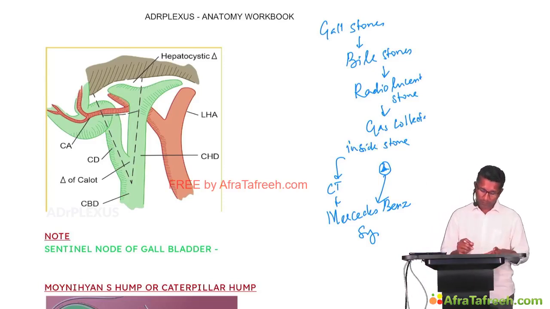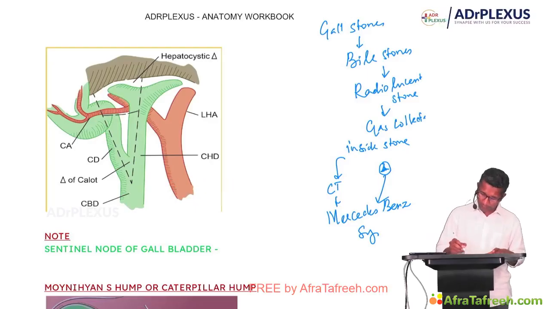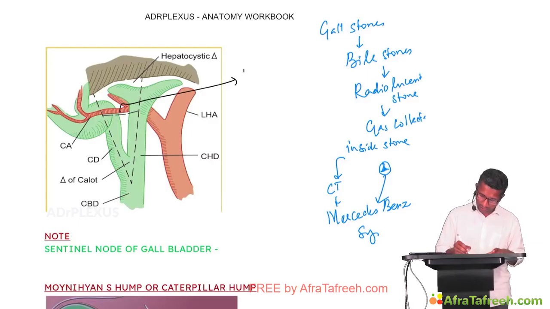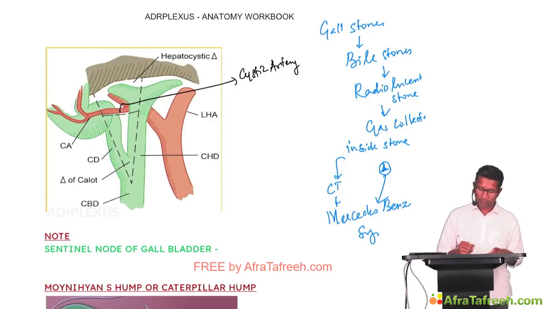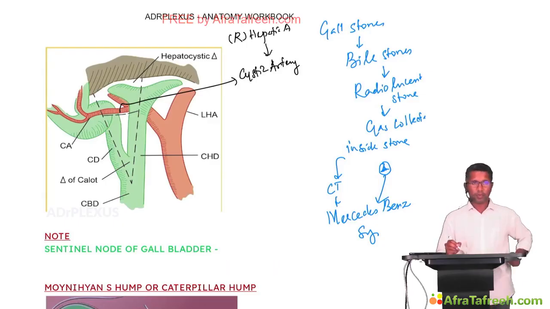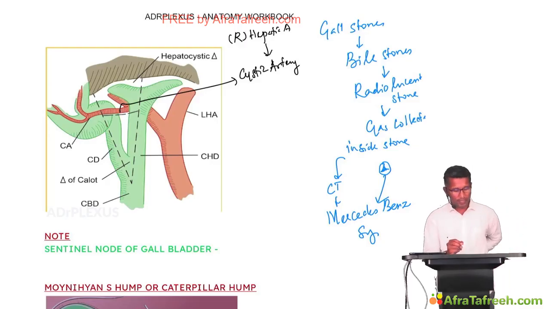If you see here, there is a triangle which is formed by this artery. This artery is called the cystic artery, which supplies the gallbladder. The cystic artery is a branch of the right hepatic artery. So the right hepatic artery gives rise to the cystic artery, and the cystic artery supplies the gallbladder.